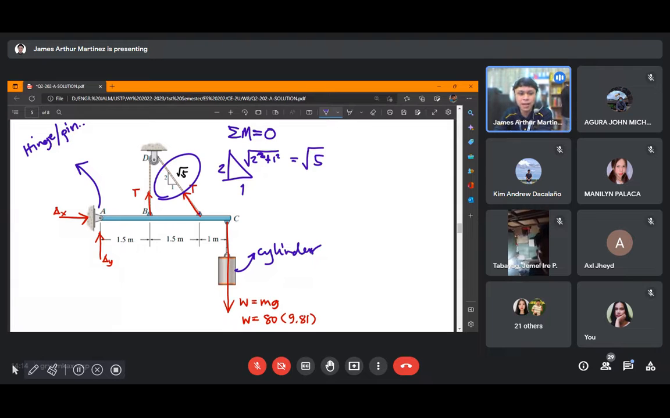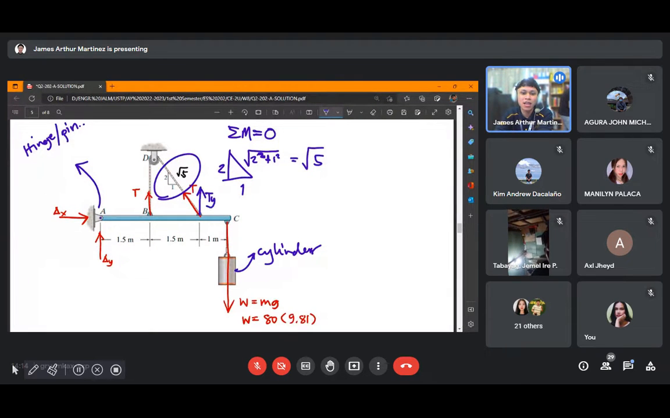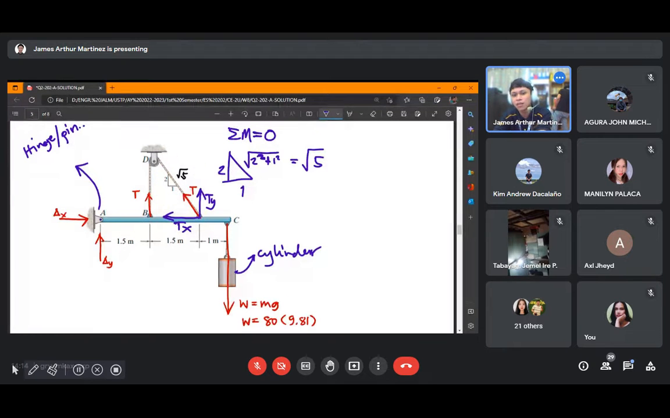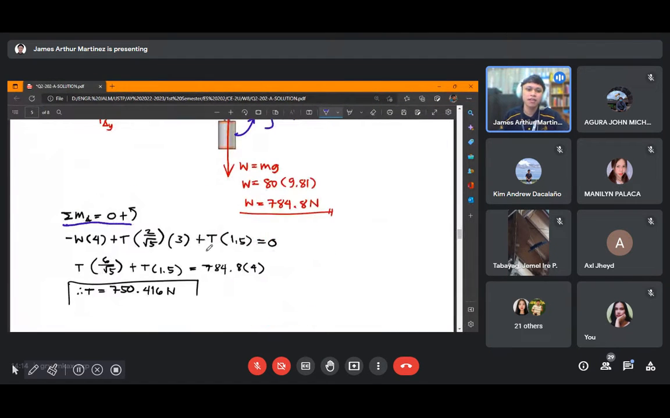So kung mag-sum up ta og moment at point A, maglisod na kung kaning perpendicular distance atong pangitaon ni T. That is why mas convenient if ato ni siya i-resolve into its component. So you have Ty and Tx for this inclined T. Okay? So galihok for a while. Okay.